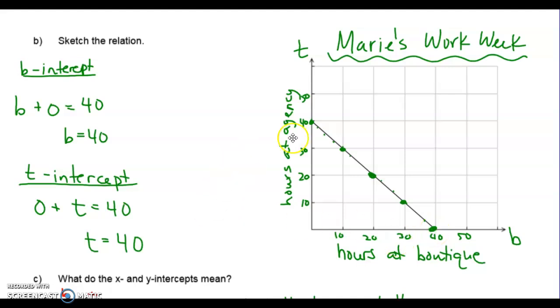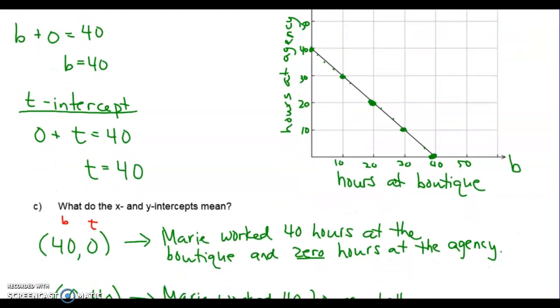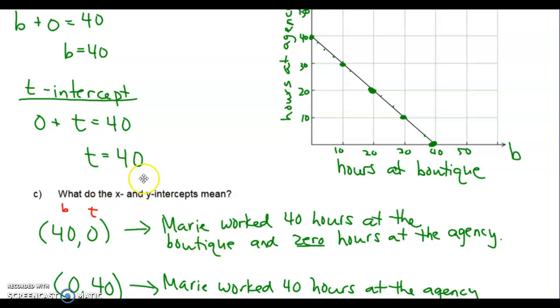Okay. Put a label, Marie's work week, and here I can see that these are all the possible combinations of hours worked. Part C, what do the X and Y intercepts mean? So in my case, they're B and T intercepts, not X and Y, okay? But for me, my horizontal intercept, that's my B-intercept, what does it mean? Well, the coordinates are 40, 0. It means that Marie has worked 40 hours at the boutique and 0 hours at the agency.